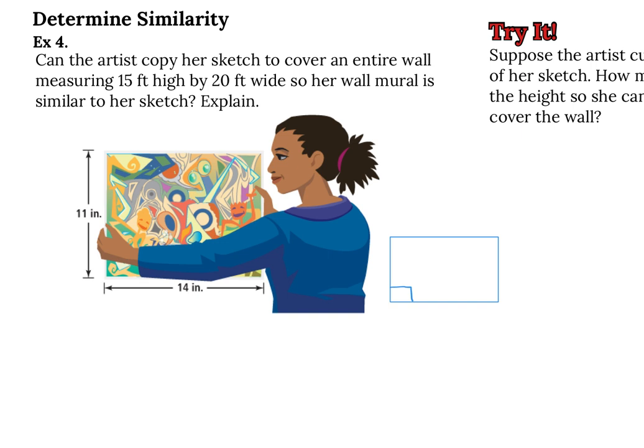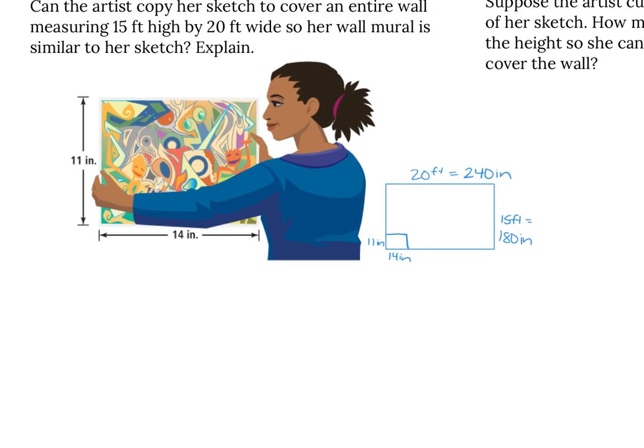Okay, so our wall is 20 feet by 15 feet, and the painting is 11 inches by 14 inches. Well, we don't want feet and inches, so we're going to convert our feet into inches. So 20 feet, so 20 times 12, I would get 240 inches. And then 15 feet, 15 times 12, I would get 180 inches. Okay, from here we just want to see if our ratios would equal each other or be the same.